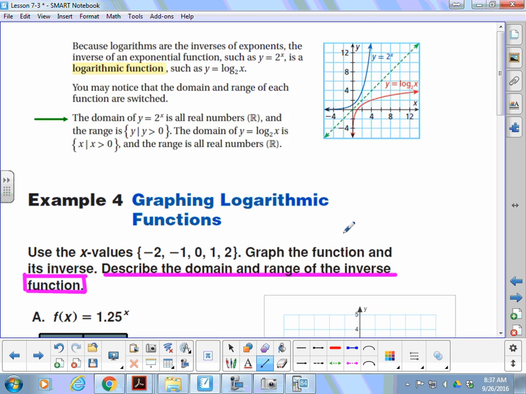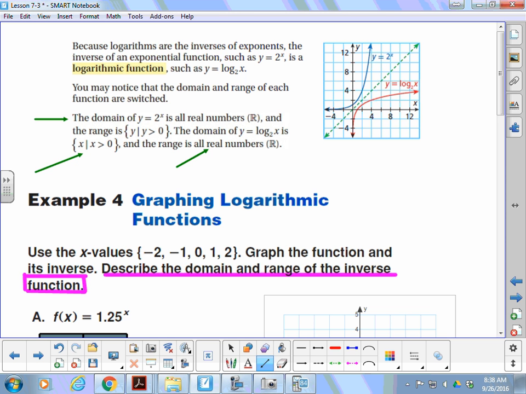The domain is all real numbers, because I can plug in any number I want for x and get an answer. And the range is always going to be a positive number. We talked about that last week when we were first looking at exponential functions. So the domain of the logarithm is going to be x is greater than 0, and the range is going to be all real numbers. So once again, what happened? When we took the inverse, we switch x and y, so we're switching the domain and range.